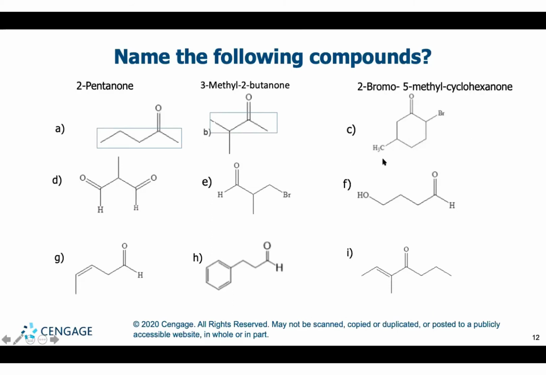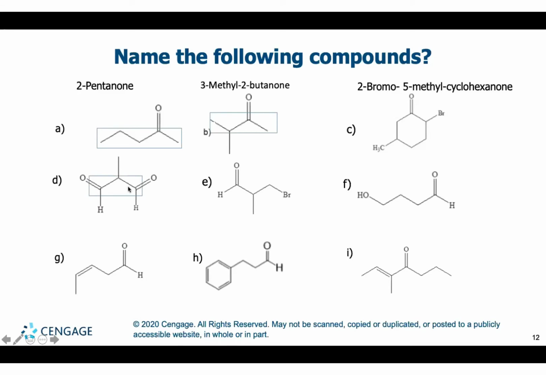The third one, we have a cyclo here, cyclohexanone. We start from the carbonyl group. We start numbering from this group, and it's going to be 1, 2, 3, 4, 5, and 6. So we start numbering from the right side because we reach the branch sooner. And when we write a name, it's going to be based on alphabetical order: 2-bromo, 5-methyl cyclohexanone, because it's a ketone.